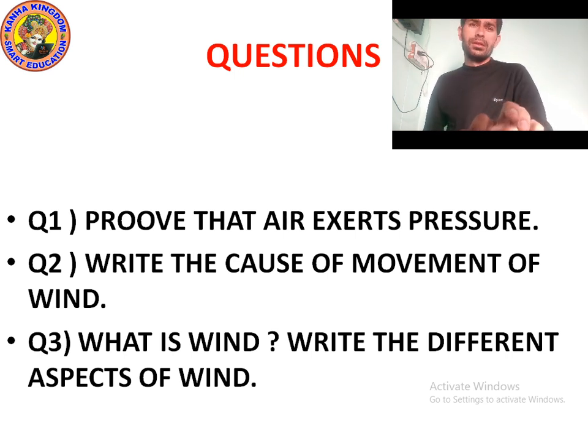Question number three: what is wind? Write the different aspects of wind. Moving air is called wind. Wind has various aspects like velocity, density, and temperature. These are the aspects of wind, on which wind depends. I hope you understood.